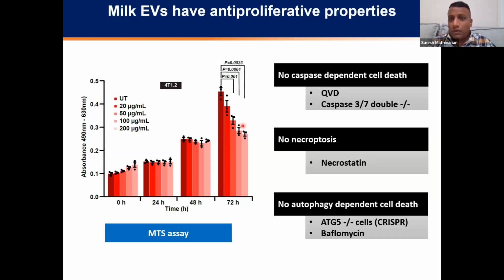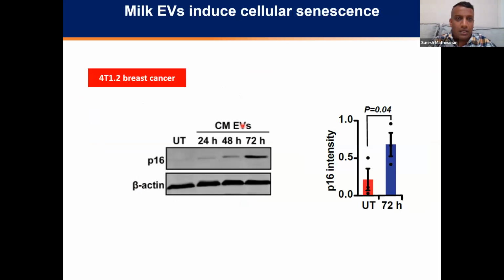We also looked for autophagy-dependent cell death using knockout cells and bafilomycin. In a way, there is no cell death in these aspects as well, suggesting that the anti-proliferative effect is mainly on the proliferation and nothing to do with cell death.